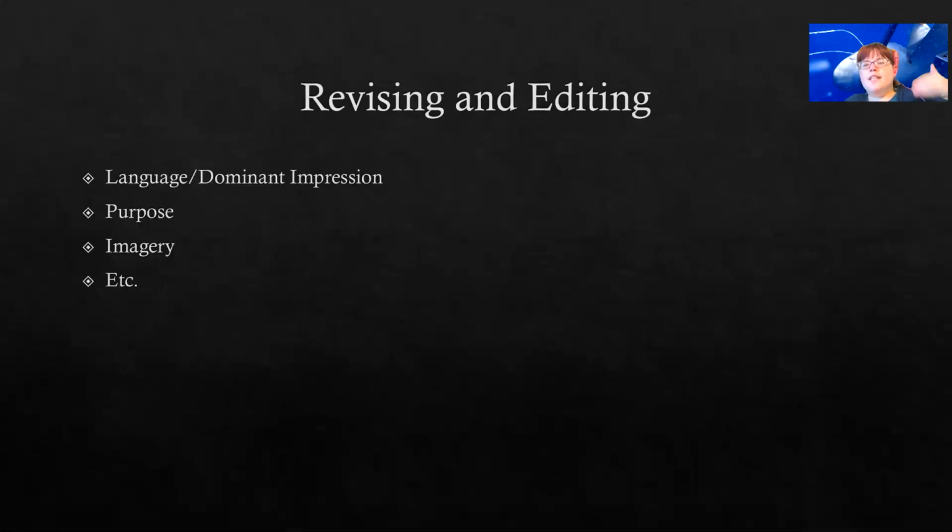When we're revising and editing, the first step is revising. In that case, you want to look at your language and your dominant impression. Does your dominant impression match the language that you use? Does your dominant impression come across clearly? Does your purpose of writing come across clearly?